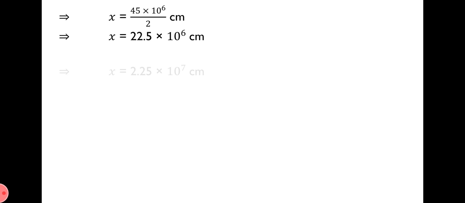So we write it further. x equal to 9 5s are 45. So we write 45 into 10 raised to 6 upon 2. Now when we divide 45 by 2, half of 45 is 22.5. So we get x equal to 22.5 into 10 raised to 6. Now this is not in standard form, so we convert it into standard form, that is x equal to 2.25 into 10 raised to 7. So this many crystals will be present in 5 kg of sugar.